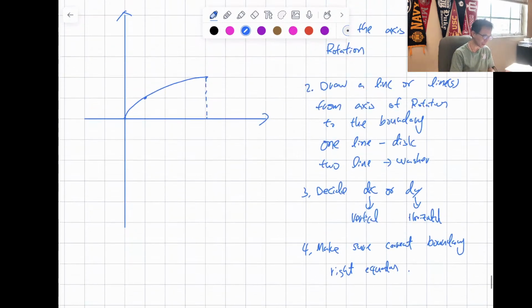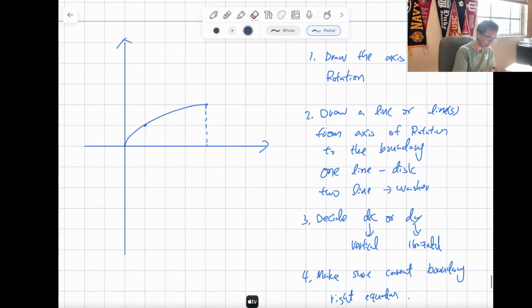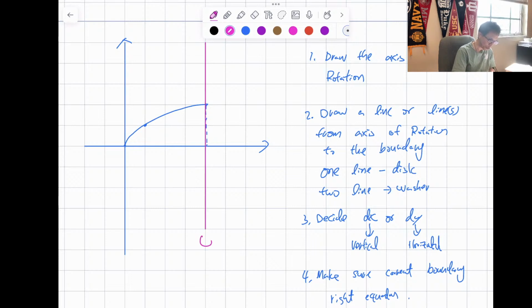Now, let's just say I'm gonna give you a question. I start right here. So let's just say I want to rotate around this line. This is the axis of rotation. I'm gonna show you an example. Let's draw the axis of rotation here. So is it a disc or a washer? No, it would be this. So this is not the x-axis or y-axis.